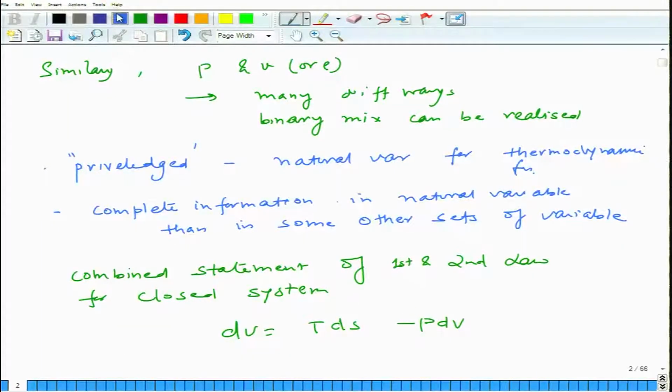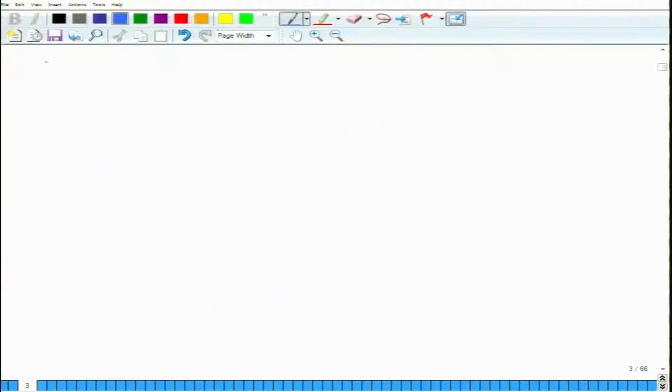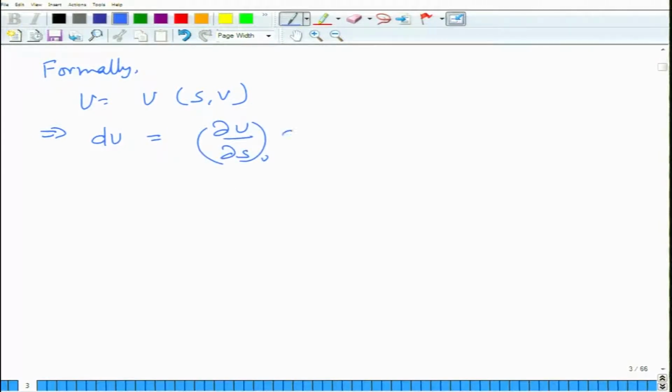This implies S and V are good or natural variables for describing U for a closed system. Now, formally I can write U as a function of S and V. This implies the differential of U can be written as del U by del S at constant V times dS, plus del U by del V at constant S multiplied by dV.